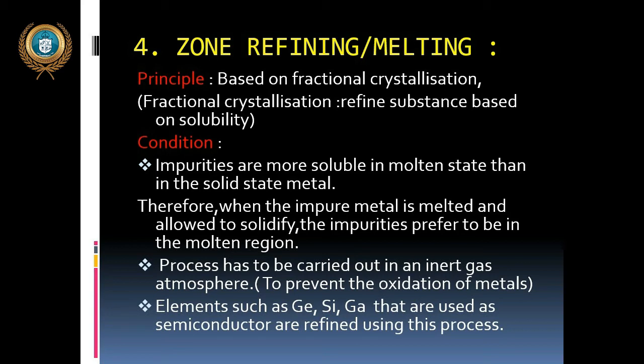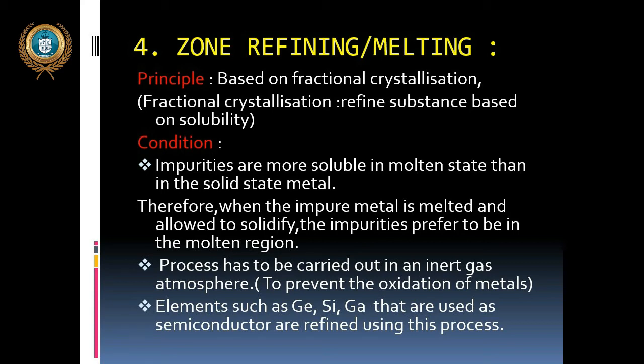The melting process happens only in a particular zone, and we can remove it separately. This is zone refining or zone melting. Here the principle is based on fractional crystallization. Fractional crystallization means refining the substance based on solubility.